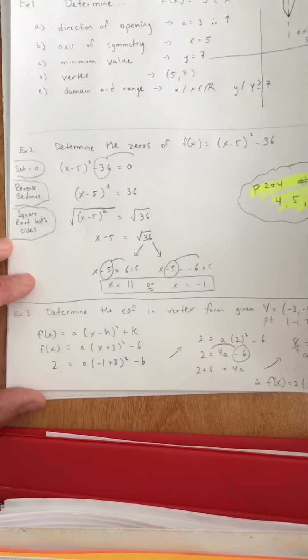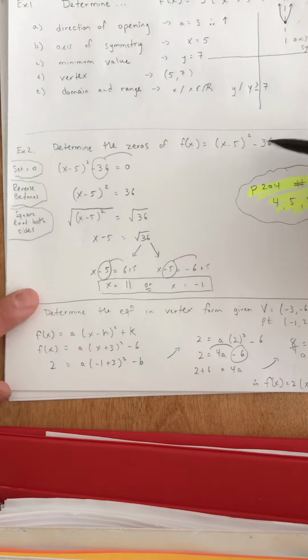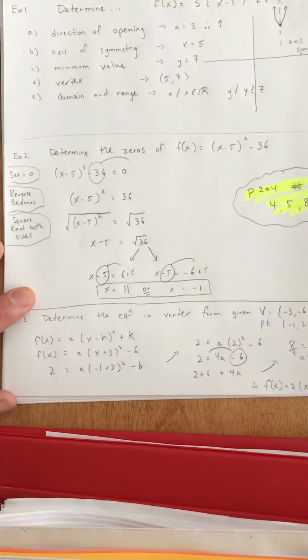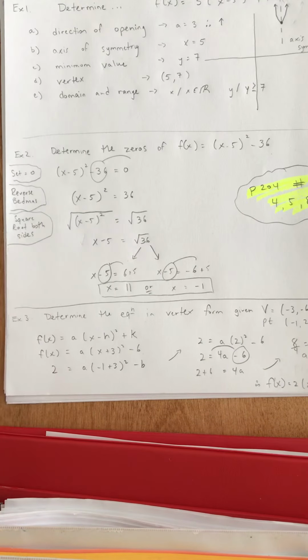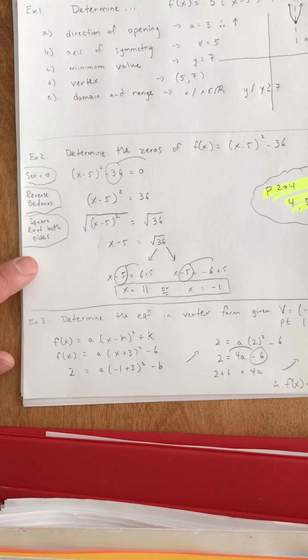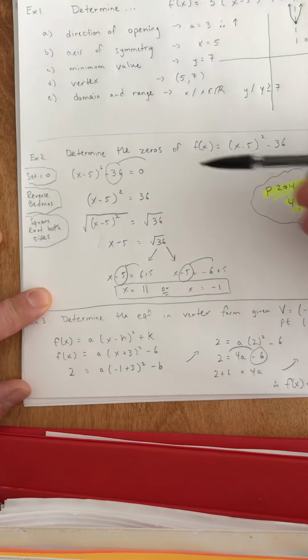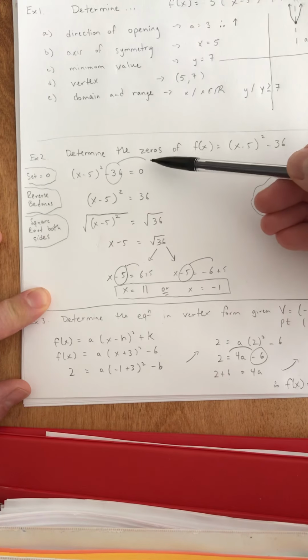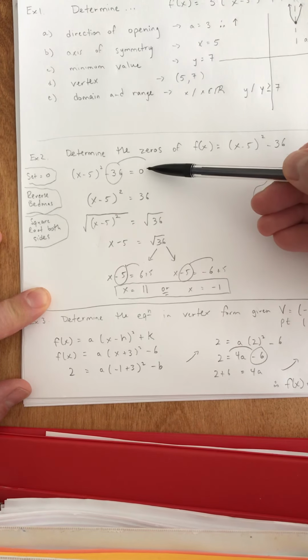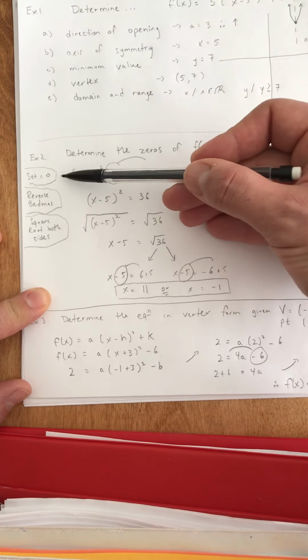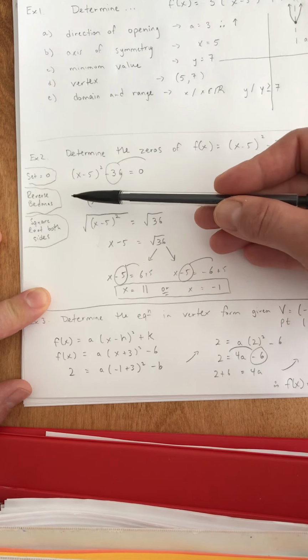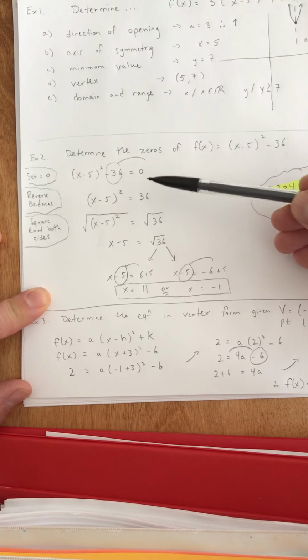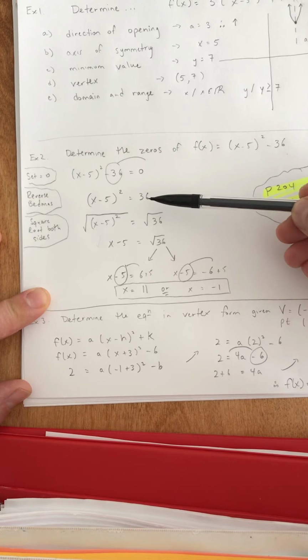Okay, the second example, determine the zeros of this function. Before we took the little break, we did zeros of a function. We talked about where the parabola touches the x-axis. So we can do that right from an equation. Here's the function, x minus 5 squared minus 36. To find the zeros, again, you set it equal to 0. I wrote that just in the margin here. And then from there you solve using reverse BEDMAS. So bring the 36 over, it becomes plus 36.